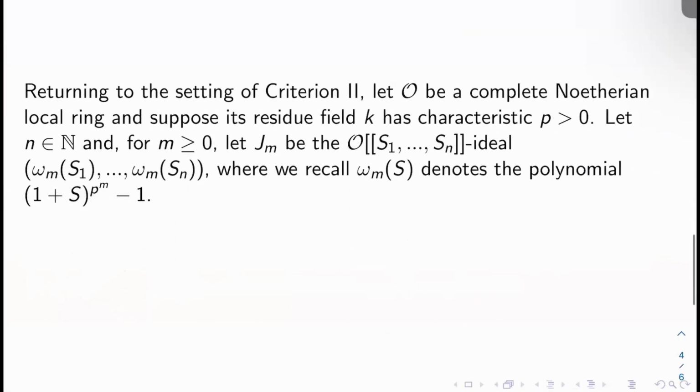Okay. So a little setup. Returning to the setting of Criterion 2, we're going to let O be a complete Noetherian local ring with a residue field K of characteristic p positive. We'll let n be a natural number, and for m at least 0, let's let J sub m, as I said above, be the ideal of O double bracket S1 through Sn generated by omega_m(S1) through omega_m(Sn), where again, we recall that omega_m(S) is the polynomial (1+S)^(p^m) - 1. Okay, so same thing as it was above.